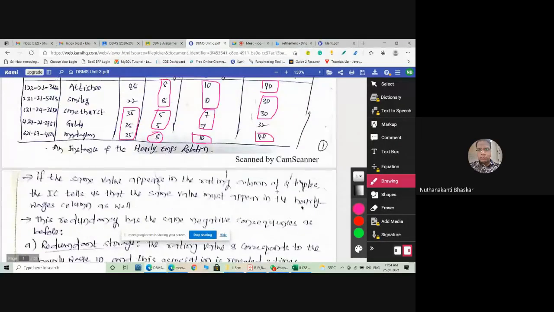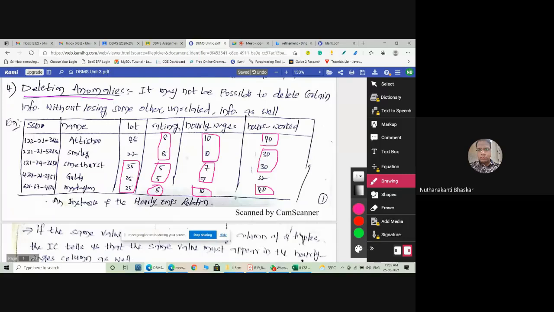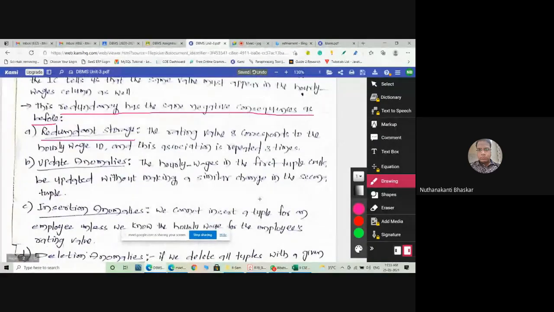Now, what is the redundancy problem in the given table? The first one is redundant storage, which means you are storing the same value repeatedly. You are assigning memory anyway, so if it is an integer, storing the same value three times wastes memory. The first problem is done. Correct?